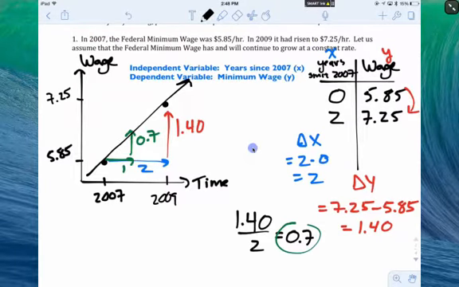Okay, so here's the deal. We have the slope, we've got that rate of change, 70 cents a year. And so with this definition of our variables, things get to be kind of not so bad, right? Let's make an equation to describe this situation.